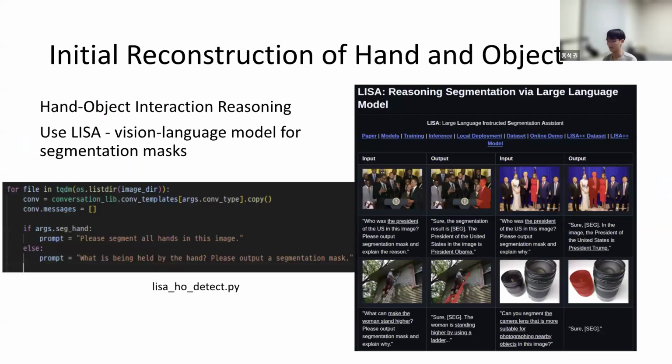First is hand object interaction reasoning. As I talked about previously, EasyHOI uses Lisa, which is a vision language model for segmentation masks. There is a prompt, "please segment all hands in this image", in the Lisa hoi_detect.py code. Yes, this is the image of segmentation by Lisa. Red is hand and green is object.